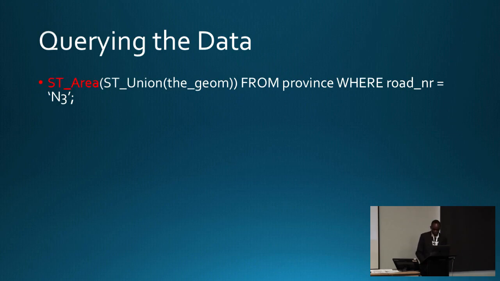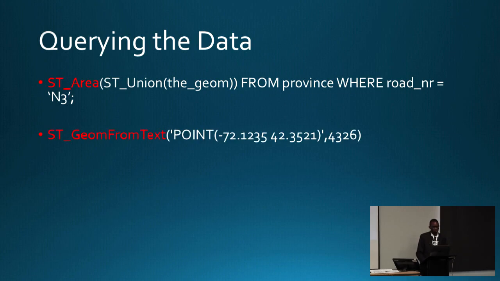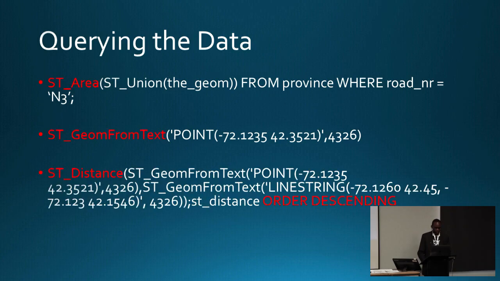And then we have geometry from text, that I touched on earlier. The only difference between this and the one that makes a point from the values is that this takes text, and the other one takes two doubles. And then we have ST_Distance, and you can see that the ST_Distance I'm using there is not making use of the less-than-dash-greater-than operator. I just want to show you that it can work without it, but there's a significant boost with the other one because it actually makes use of the index.